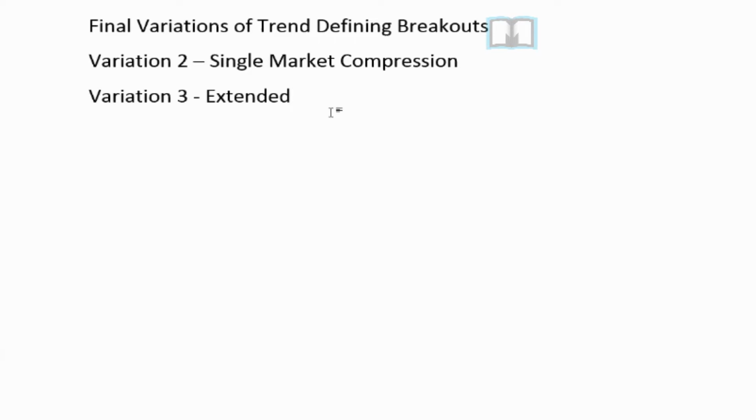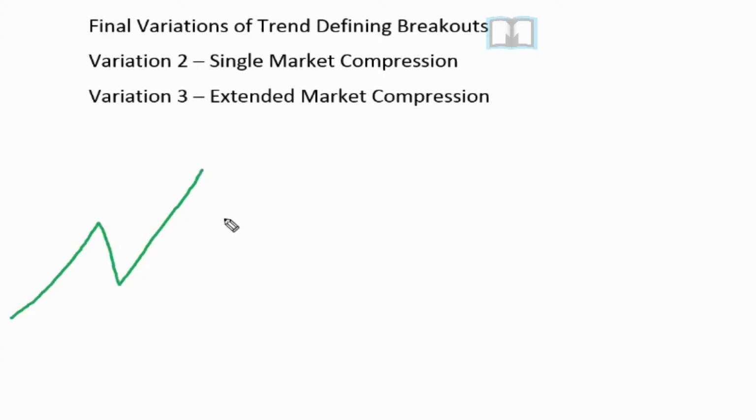So the two variations that we're going to cover today are variation 2, single market compression, and variation 3, extended market compression. These two go hand in hand. So let's take a look and see if I can make sense to you about how this works.